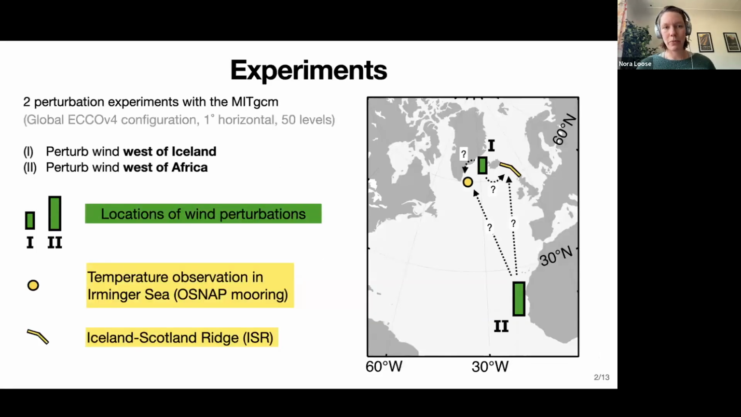So I'll show you two perturbation experiments with MITgcm. In the first experiment, I will perturb wind west of Iceland, here in this first green box. And in the second experiment, I will perturb wind west of Africa in the second green box. And in both experiments, we'll be interested in how the North Atlantic circulation and temperature react to these wind perturbations. And in particular, we'll be interested in how two things are impacted. First, subsurface temperature here in the Irminger Sea at one of the OSNAP moorings, shown by this yellow dot. And second, heat transport across the Iceland-Scotland ridge, shown by this yellow line.